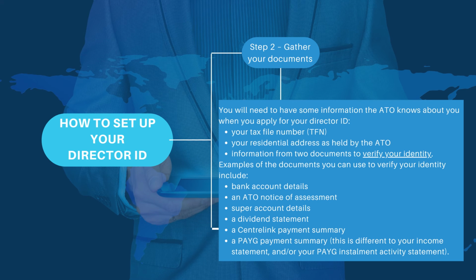Now step number 2, gather your documents. You will need to have some information the ATO knows about you when you apply for your Director ID. For example, your tax file number, your residential address, and also information from 2 documents to verify your identity. Examples of these documents: bank account details, an ATO notice of assessment, super account details, a dividend statement, a Centrelink payment summary, or a PAYG payment summary.